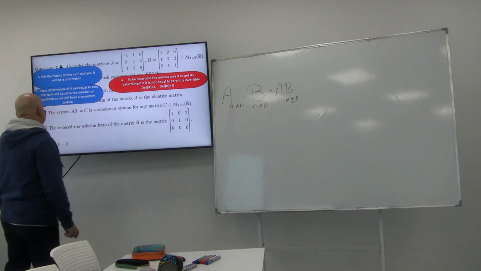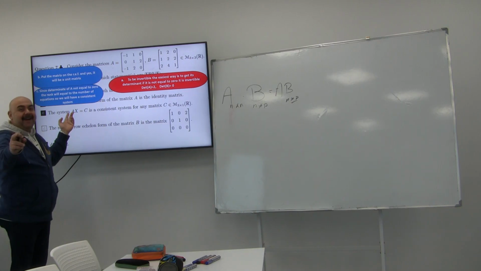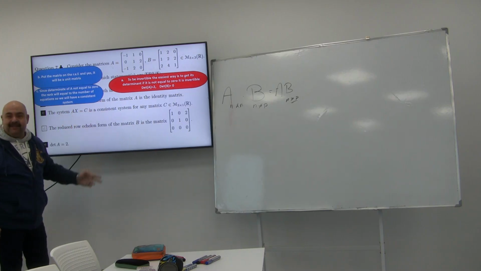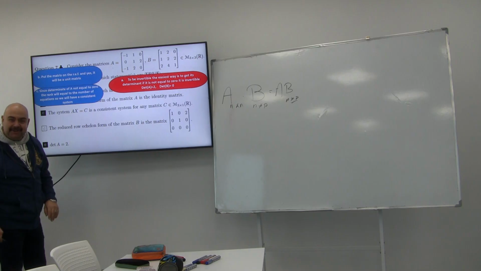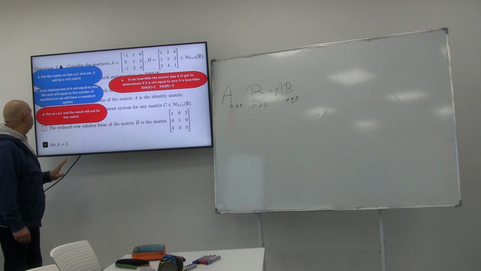Okay, let's read it once more. So A, which is an invertible matrix, which means the rank will equal 3, is a consistent system for any C. Yes, it's correct. You don't have to do any extra steps. It's actually from the first statement, it is correct.